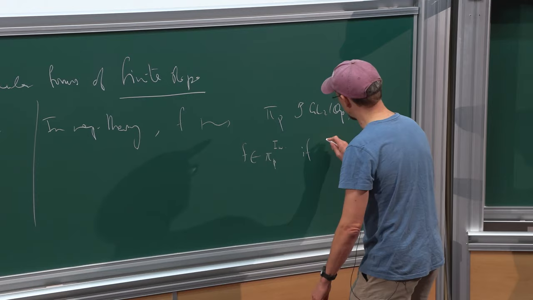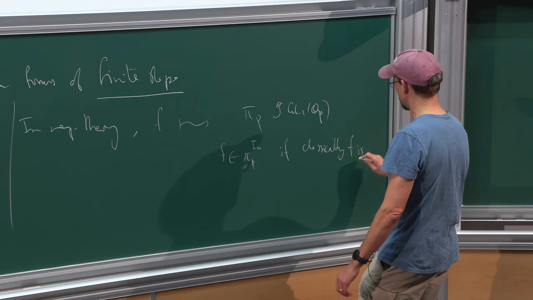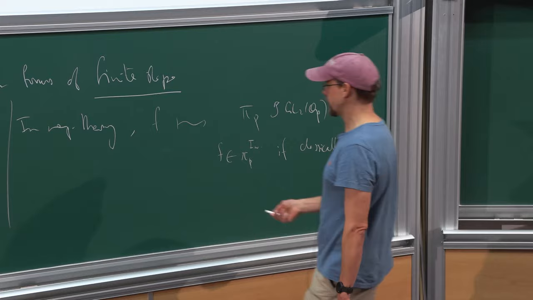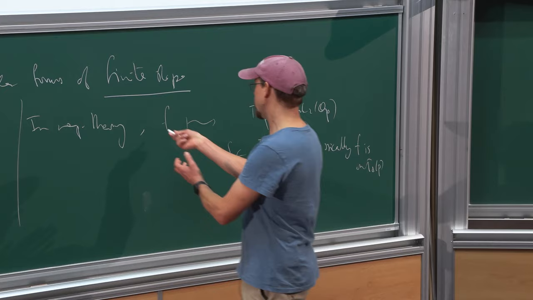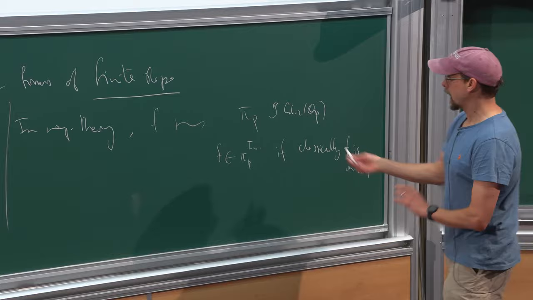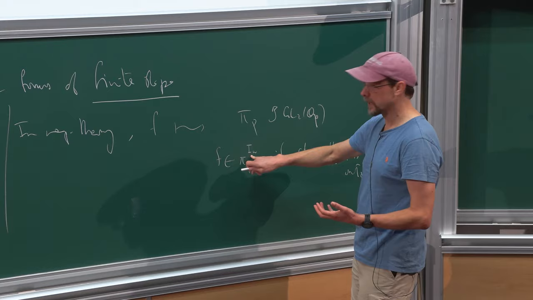So if, in classical language, F is on gamma 0 P. Well, here I'm imagining it's a classical modular form and it generates a smooth representation. And then if it's classically on, say, gamma 0 P, then in this representation, F is literally a vector fixed by Iwahori.